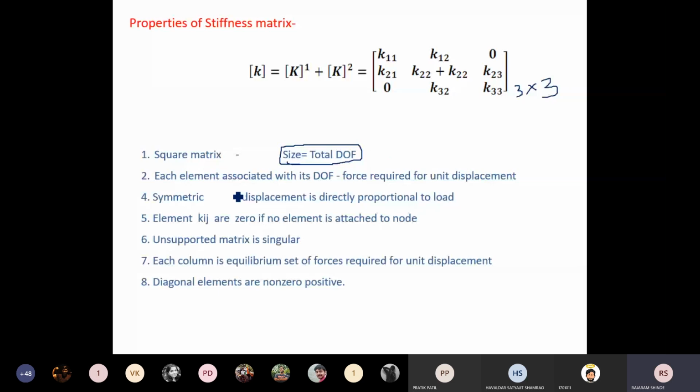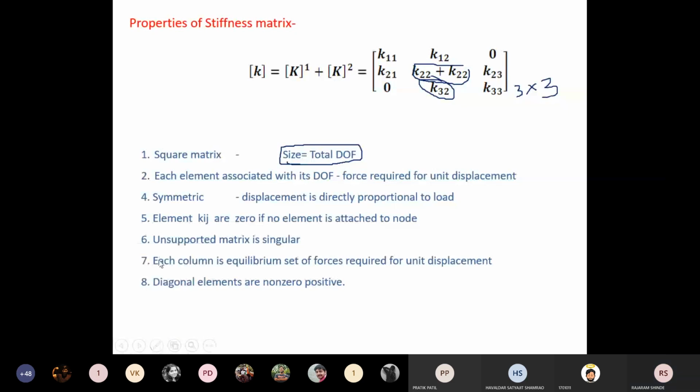Okay, each element of the stiffness matrix is associated with its degree of freedom, that is, the force required for unit displacement. You can see here K11 is equal to A1 E1 divided by L1, that is also the force required for unit displacement. This one is also the force required for unit displacement, and this one too. Every term corresponds to the force required for unit displacement.